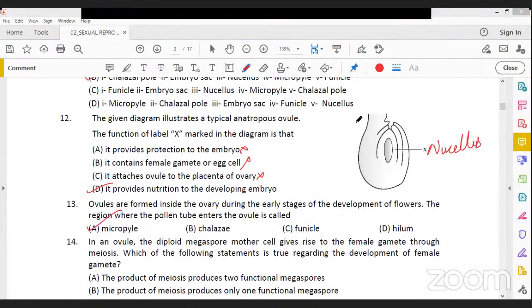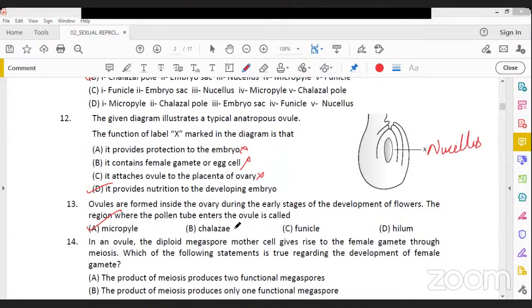The micropyle is the region where the pollen tube will enter the embryo sac. But remember students, the pollen tube can enter the ovule through other parts also, but finally it will enter through the micropyle only. Okay, so that is the correct answer.